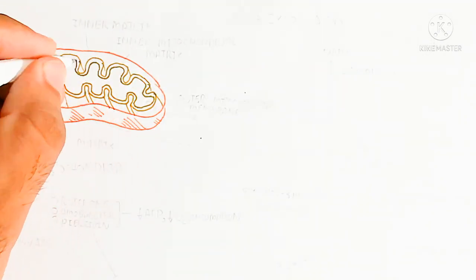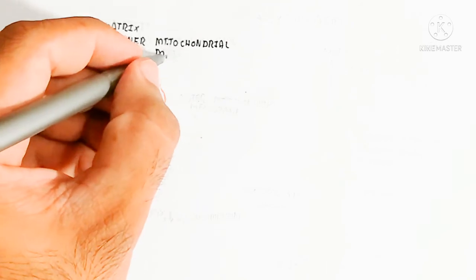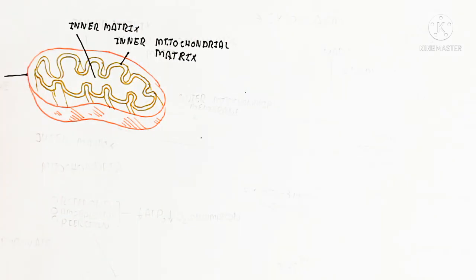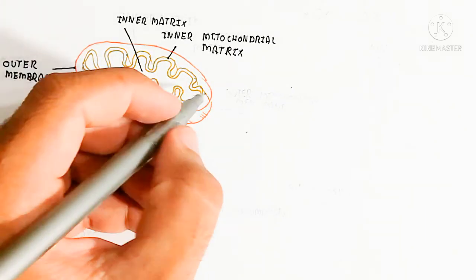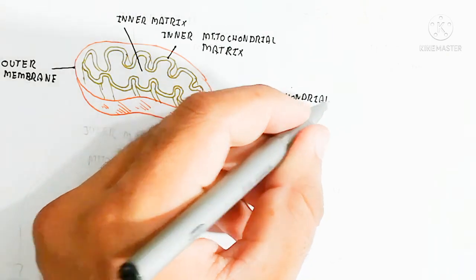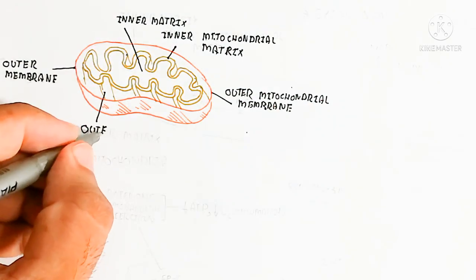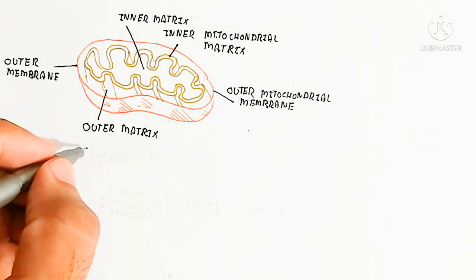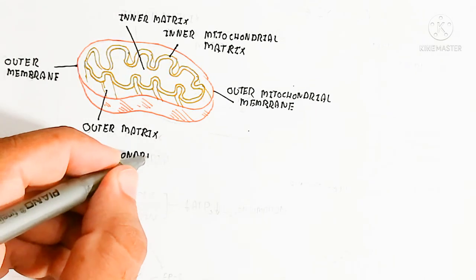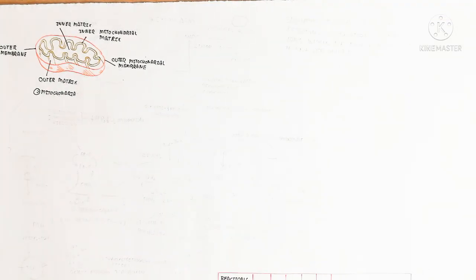So here is the mitochondria. Again, I am trying to help you understand that. Mitochondria is a double membrane organelle known as the powerhouse of the cell to produce ATP. It contains an inner mitochondrial matrix and an outer mitochondrial matrix, and between them are the inner mitochondrial membrane and outer mitochondrial membrane. So that is the mitochondria, an organelle which easily produces ATP.